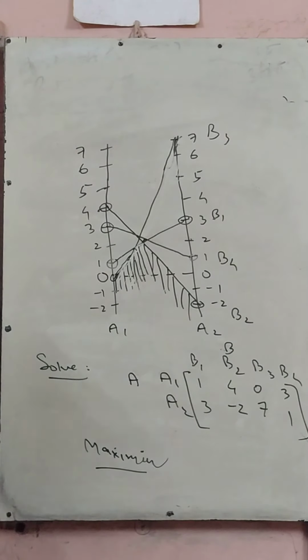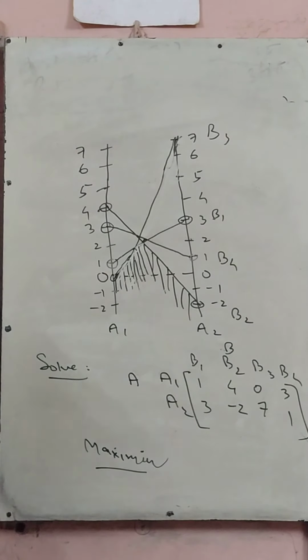And the question is like this. A has 3 strategies, A1, A2, A3, and B has 2 strategies. The payoffs are 2, minus 3, then 1, minus 2, then 5, and 1, 4. So this is the matrix. Here you are finding clearly 3 rows and 2 columns.